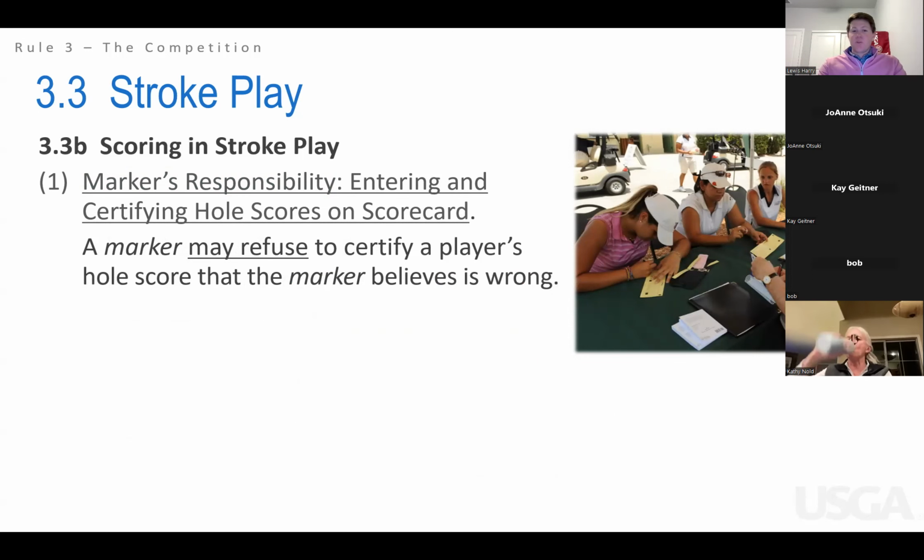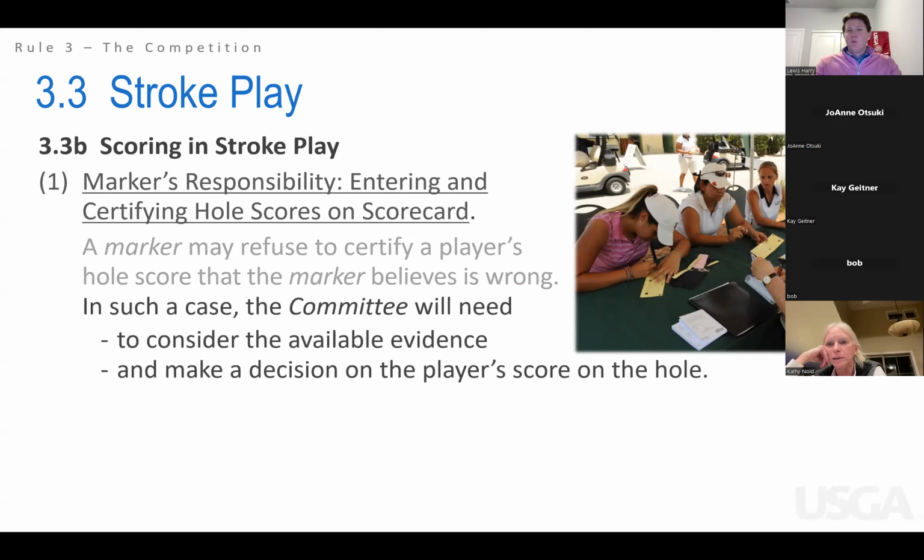It's possible that your marker might refuse to certify your scorecard if they believe something is wrong. If there's a vast disagreement on the results of a hole in stroke play, it's possible that a marker might refuse to certify a player's score at the end of the round. When that typically happens, the committee has to step in. They have to consider all the evidence brought forth to them, all the facts that they need to know, and usually the committee is going to make a decision on that player's score for that specific hole. So when there's a refusal of certification from the marker, that's when the committee steps in, and the committee is going to be the one who makes the decision.